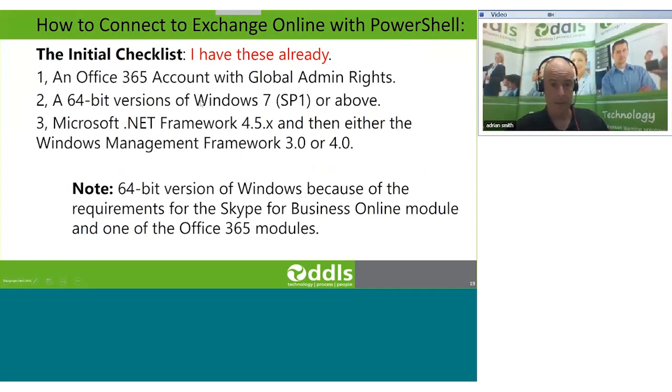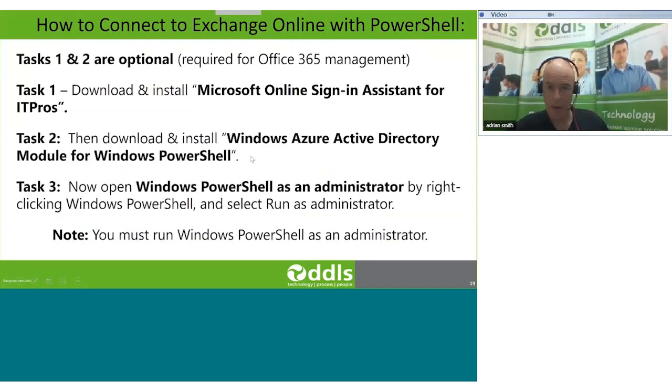64-bit is only required if we're going to access the Office 365 modules or Skype for Business. We need a bit of .NET Framework and Windows Management Framework as well. If you want to connect to Office 365, you will need to install the Microsoft Online Sign-in system. We'll also need the Azure Active Directory module for PowerShell.